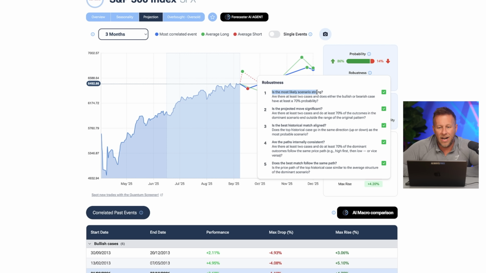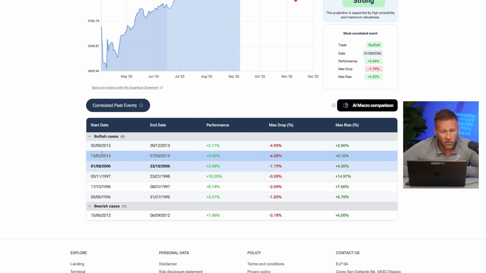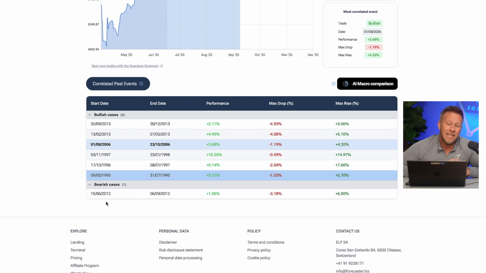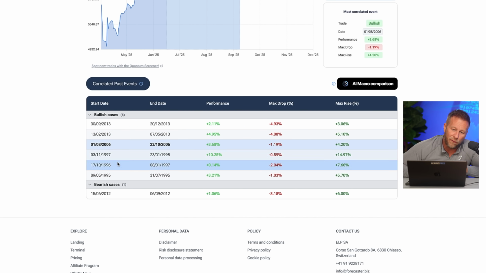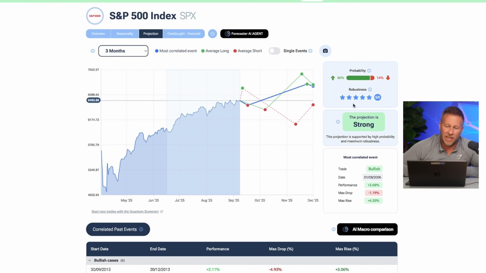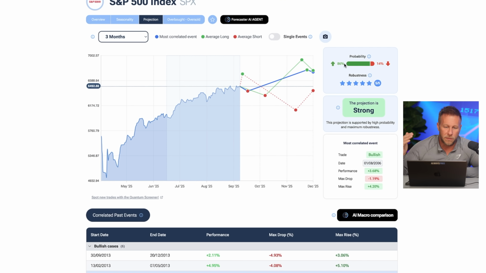It says, are there at least 2 cases, and does either the bullish or bearish case have at least a 70% probability? Well, in this case, we've got 1, 2, 3, 4, 5, 6, 7 cases, 1 bearish, but we've got 6 bullish cases. So that's an enormous percentage, a high strike rate of way above 70% probability. Okay. Now, in fact, we've got 86% probability.